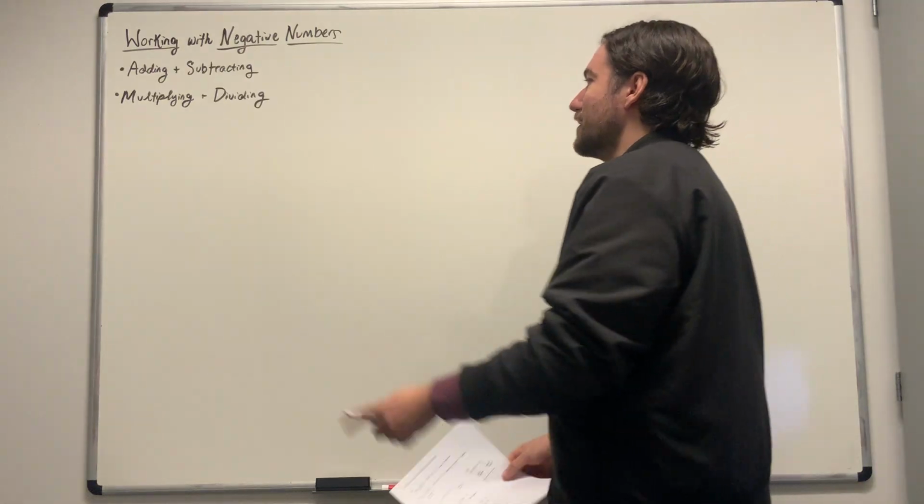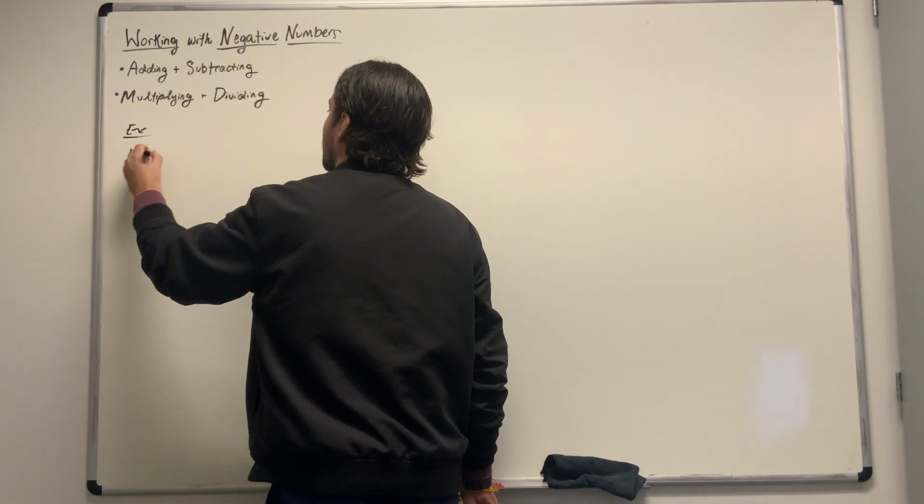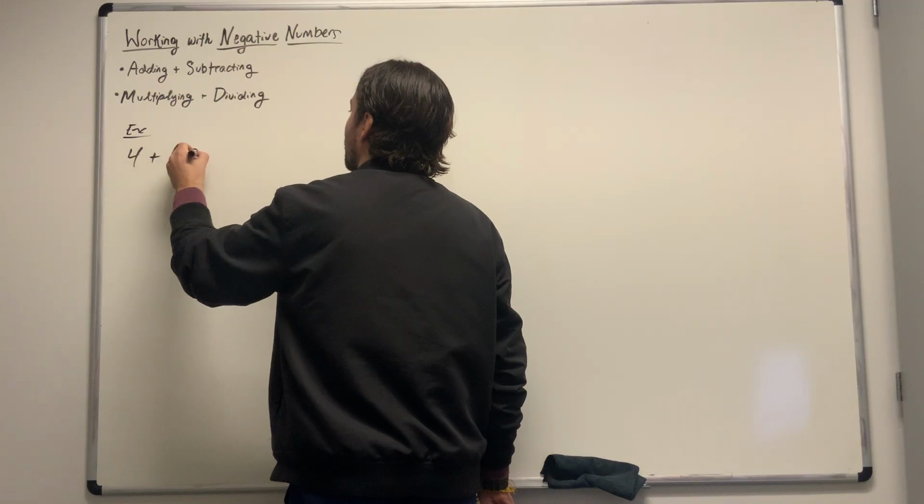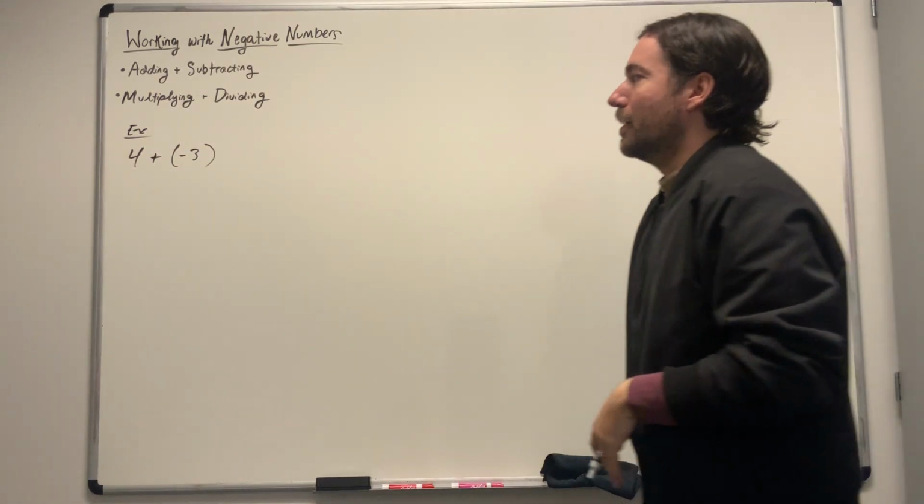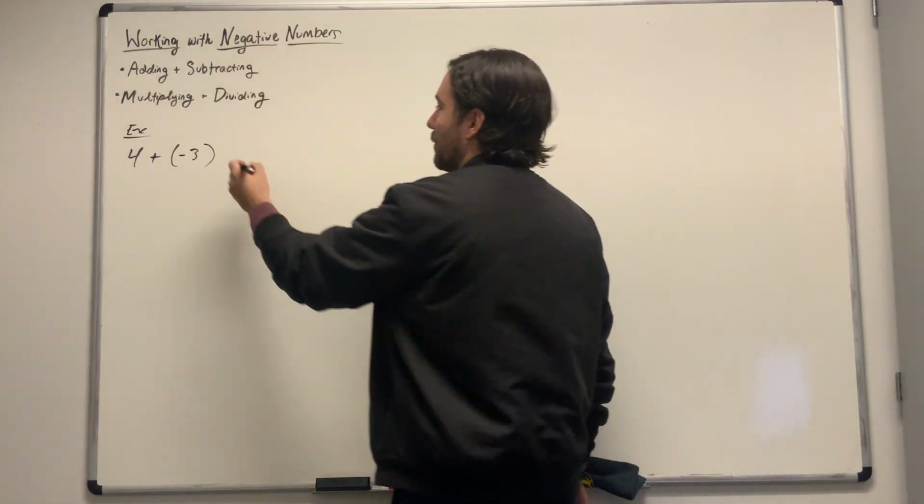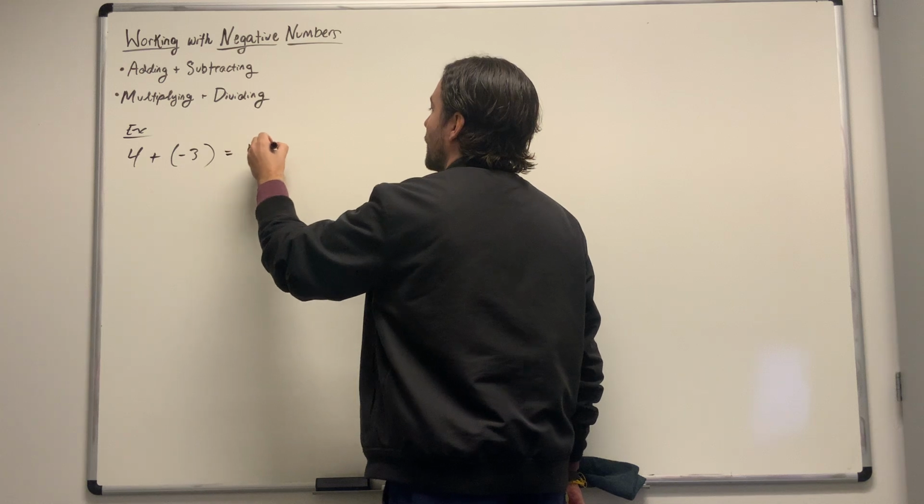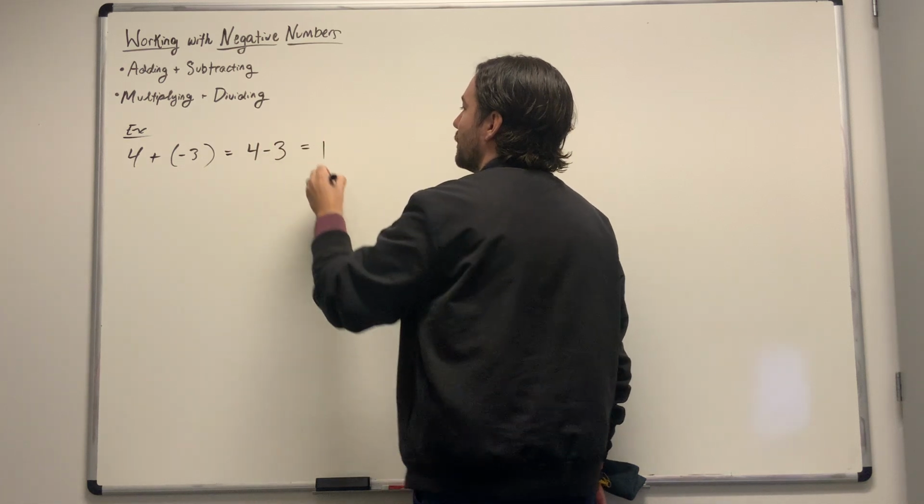So for instance, let's say we end up in this situation, like 4 plus negative 3. I'm going to put it in parentheses like that. So we're adding a negative number to a positive number. Well, this can be reduced to just simple subtraction. This is the same thing as saying 4 minus 3, which is a positive 1.